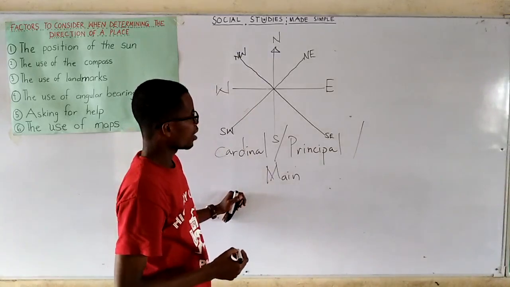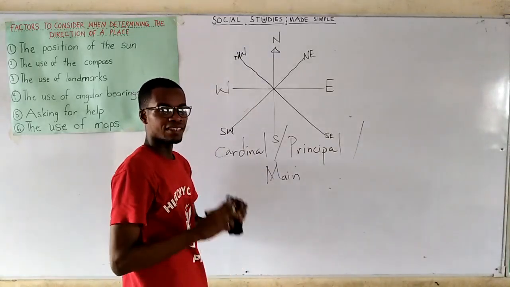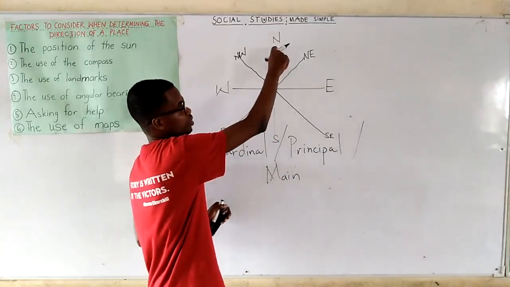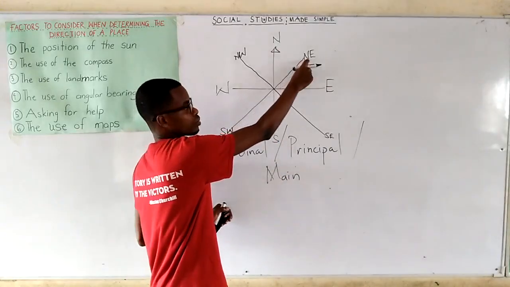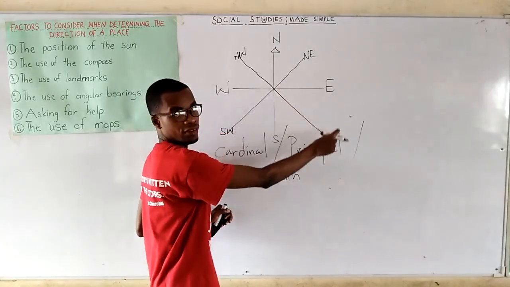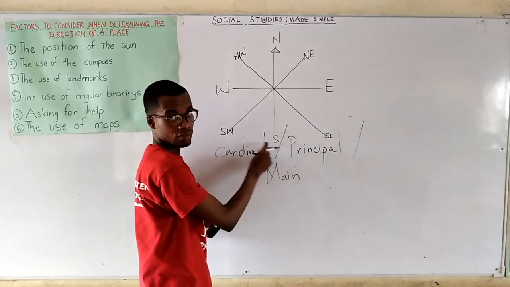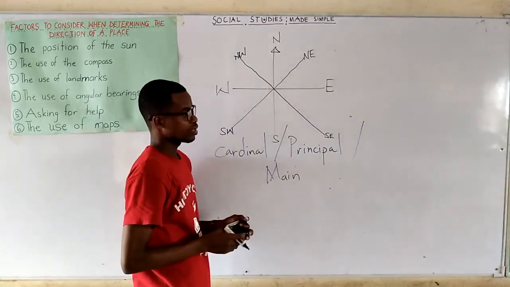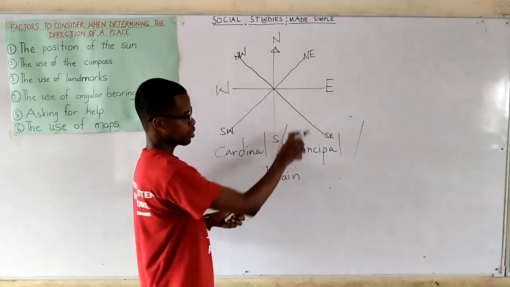Okay, now we have 8, so this becomes the 8th subdivision of the compass. If you count the points, you have 1, 2, 3, 4, 5, 6, 7, and 8. These are the 8 points.